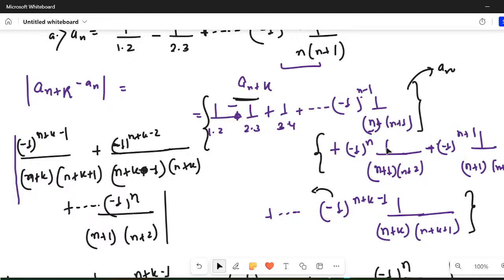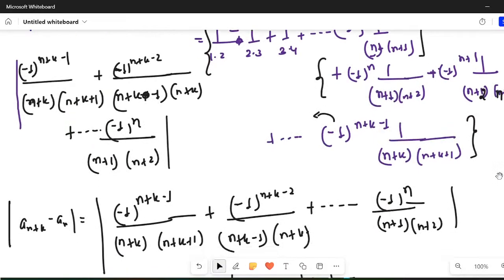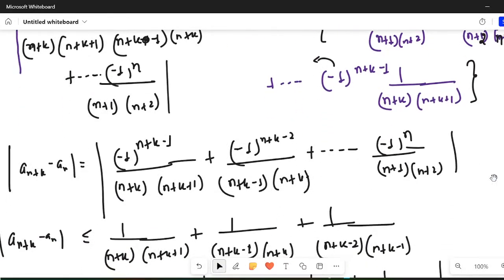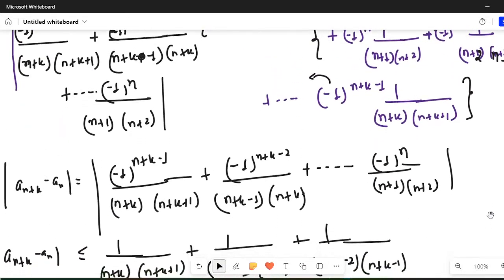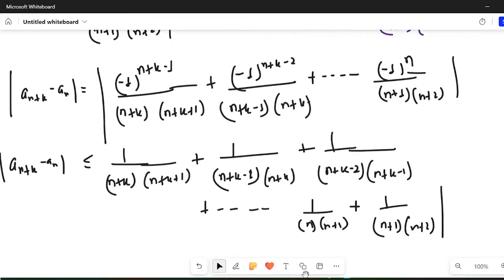So this is n plus 1, this is n plus 1, this is n plus 2, this would be n plus 2, and this would be n plus 3, right? Okay, so if I see this particular term, what I will get, the last term would be 1 upon n plus 1, 1 upon n plus 2, and this particular term would be not this, rather this would be 1 upon n plus 2 into n plus 3, right? This would be this.